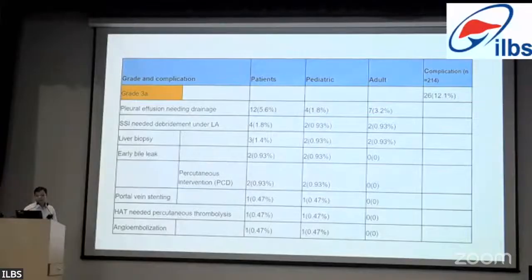Coming to grade 3A complications, these were present in almost 12% of the patients. The types of complications are pleural effusion needing drainage, SSI, and liver biopsy required for various reasons, including acute cellular rejection, early bile leak, or portal vein stenting, which was required in one patient only. Hepatic artery thrombosis is very rare in this cohort, and angioembolization because of some bleed was also required in one pediatric patient.